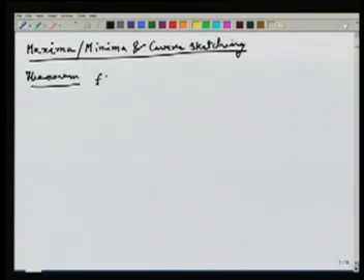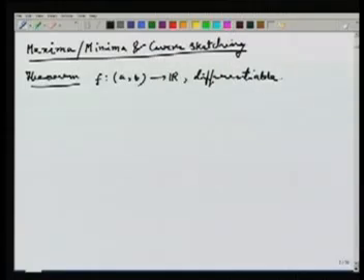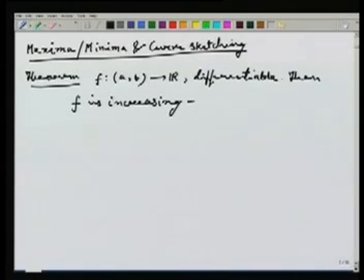Suppose f is a function on the open interval (a, b) to R. We assume that f is differentiable. So f is a function from (a, b) to R. I assume that f is a differentiable function. Then the following thing is true, that f is increasing if and only if f prime x is bigger than or equal to 0 for all x in the open interval (a, b).